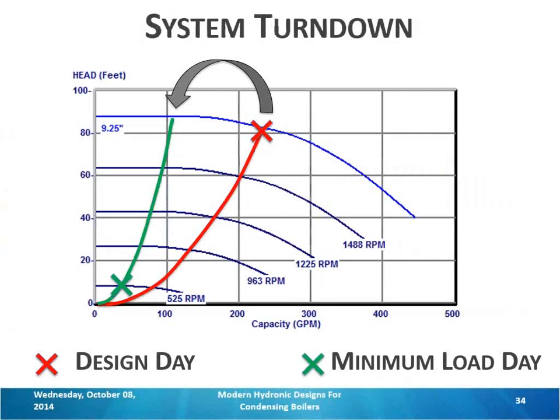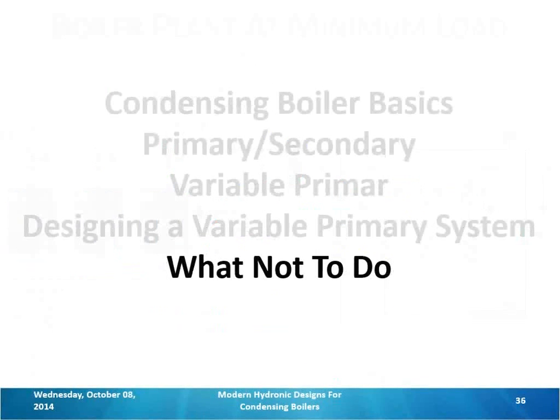A couple of examples of what not to do. The names have been changed to protect the innocent. So this is the example of no isolation valves. We have 1 boiler running, 2 are idle. This is only a 3-boiler plant, which is pretty common these days. And we're looking for 160-degree water. We have 130 coming back.